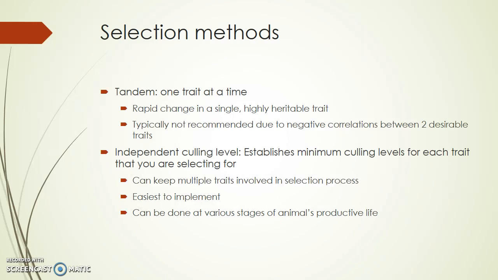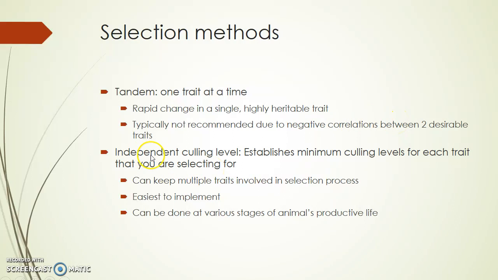Selection methods, there's different ways that you can select for things. Tandem is going to be one trait at a time. You can have really rapid change in a single highly heritable trait, but it's typically not recommended because if you put the blinders on and only focus on one trait, you can actually have other things fall off the wagon when you're so focused on one.